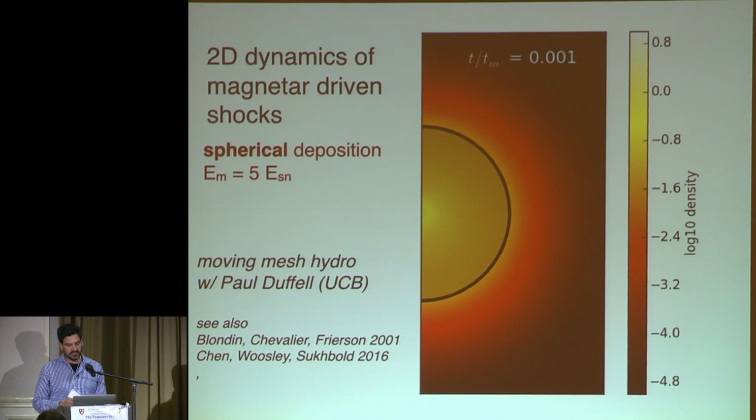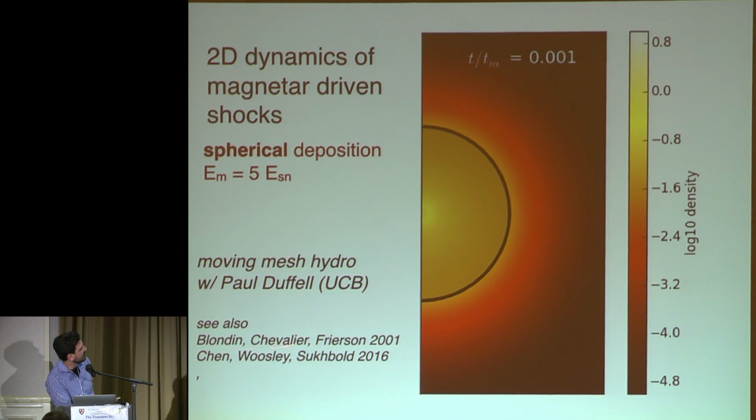We've run multi-dimensional calculations to see what that looks like. This is work with Paul Duffell, who's a postdoc at UC Berkeley, and has a very nice code for doing moving mesh hydrodynamics. And we do basically the same sort of problem where we put energy into an expanding supernova remnant due to the magnetar spin down.